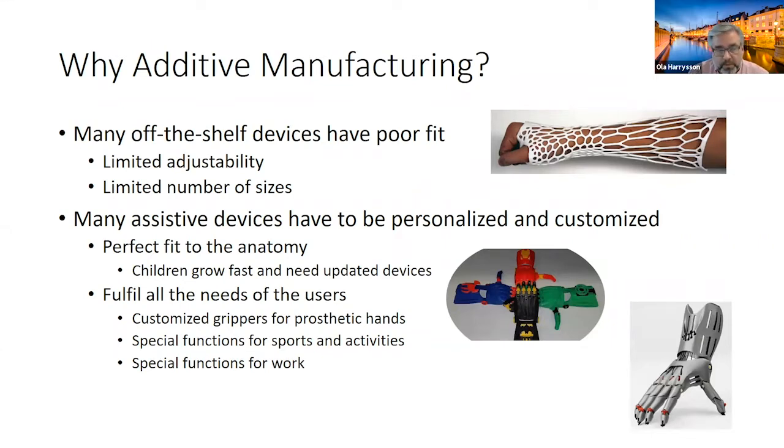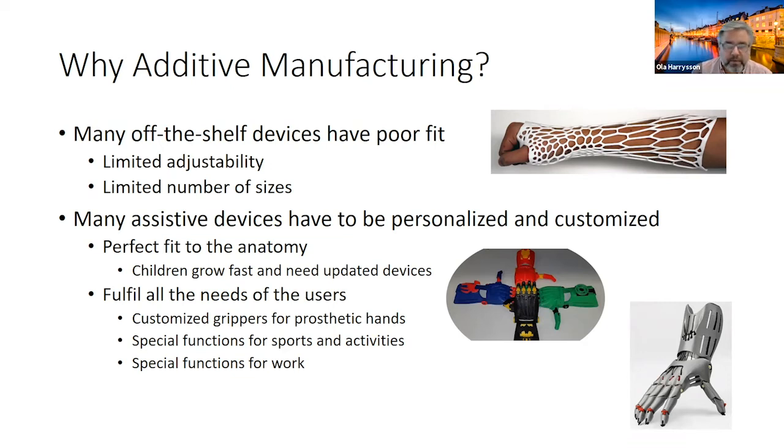This could be potentially customized grippers for prosthetic hands, for instance. We've done some work where we took a prosthetic hand device and then customized it so that the person could do specific tasks that they needed to do either for work or for some activity that they want to participate in. So these could be for sports or they could be for work or whatever it is that they want to be able to do.